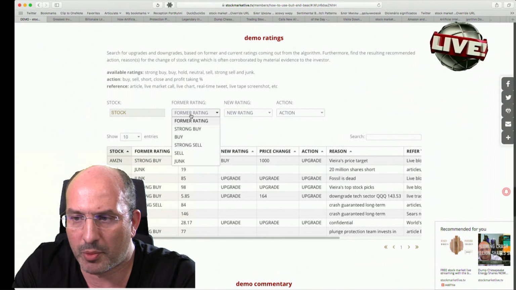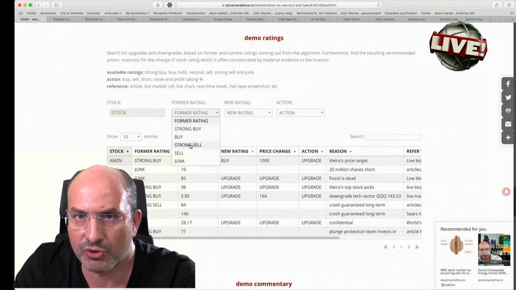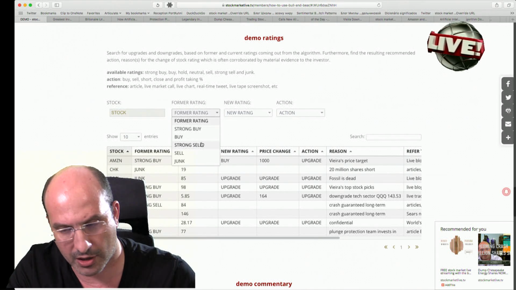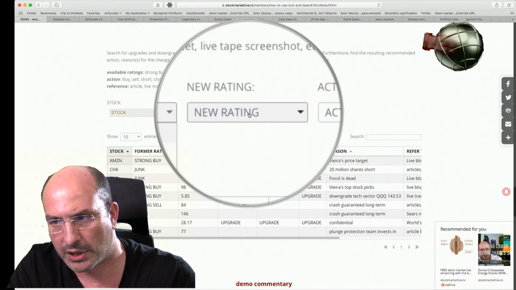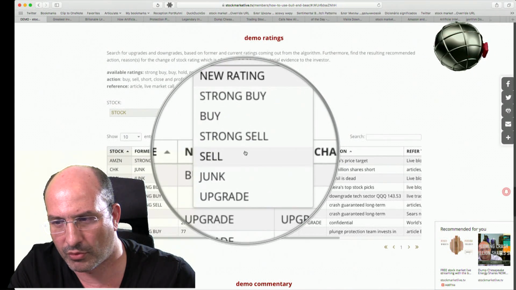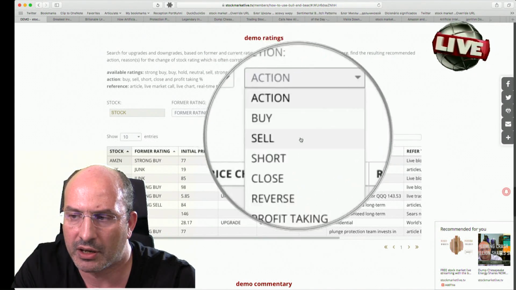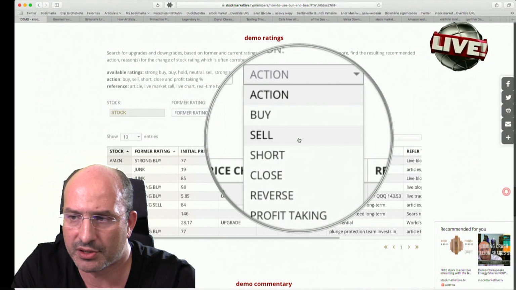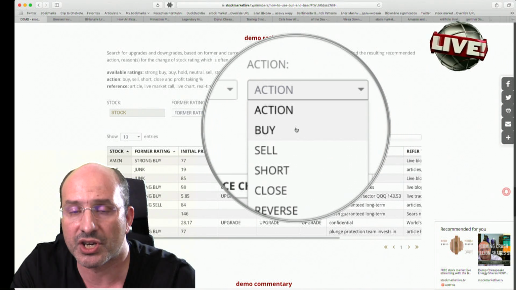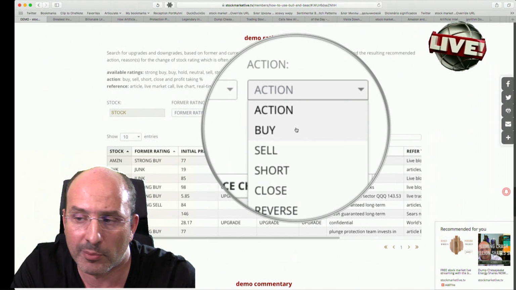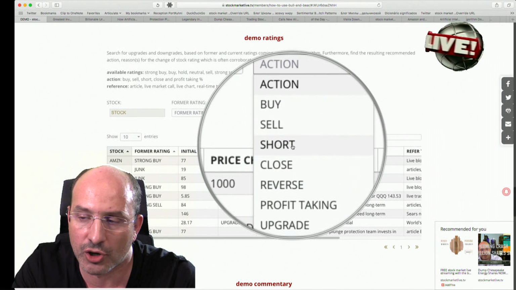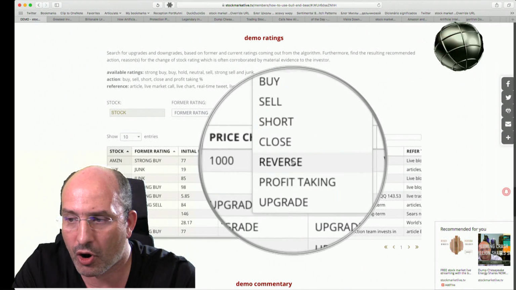Here you have former rating, strong buy, buy or strong sell. Again, you can filter the new rating, okay, whether there has been some change, the action, okay. So the action probably here is also the most important for you, which action to take, okay, buy more or sell short, or close the position, or reverse.